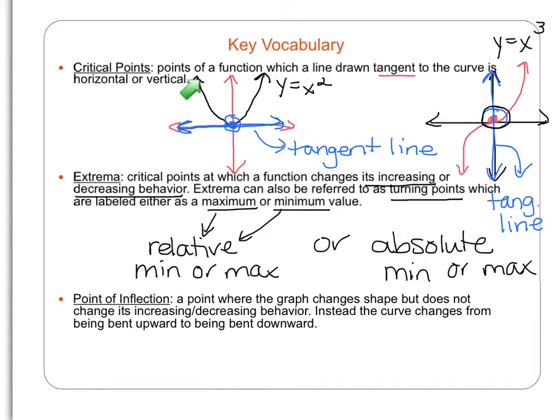And our function here is moving from decreasing until I hit this minimum or low point, and then my function starts increasing. So to back up what we said about an extrema, it's a critical point at which a function changes its increasing or decreasing behavior. So this right here is called an absolute minimum.